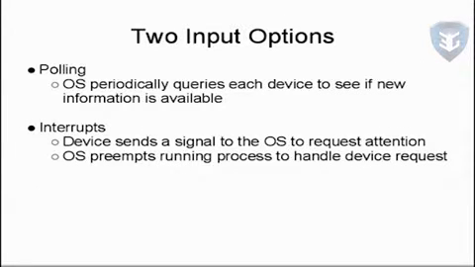Well, we have two options. First option is that we can poll each device. We can ask each device if it has any new information and retrieve that information. Or we can let the devices send a signal whenever they have information and have the operating system stop whatever it's doing and pick up that information. This is called an interrupt.